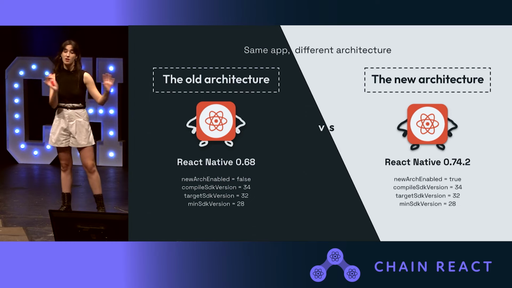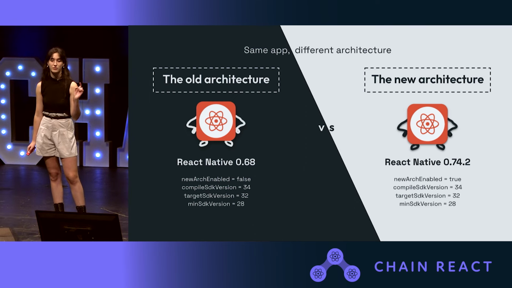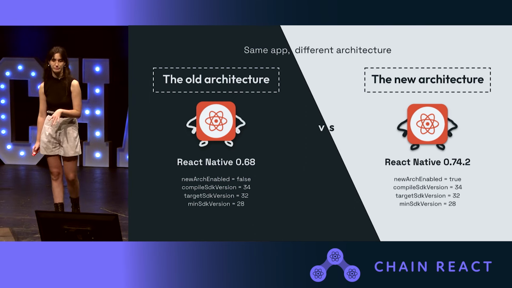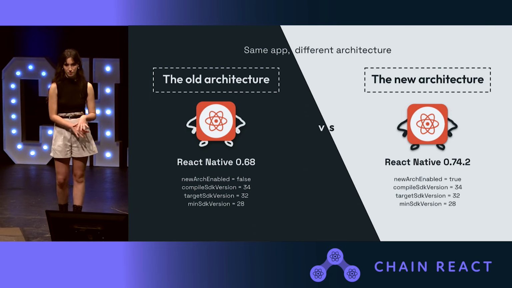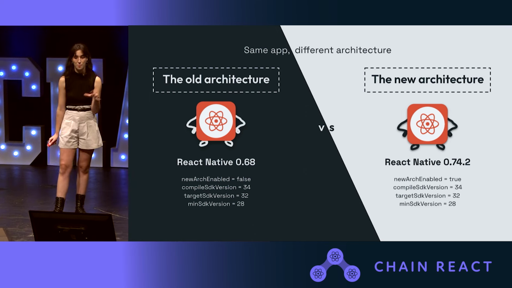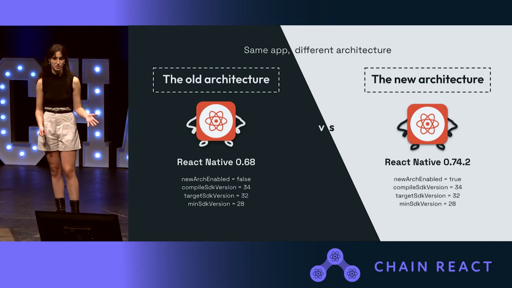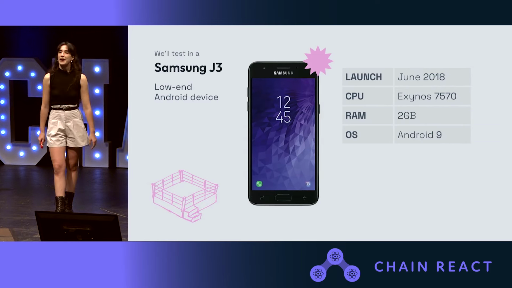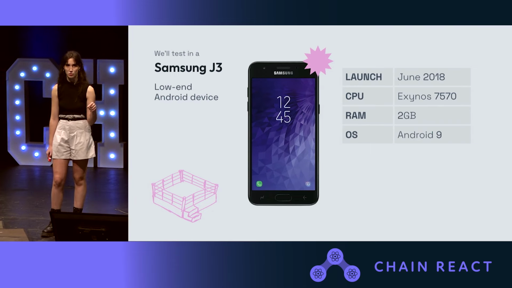And you have on the other side the new architecture, which has a version of React Native of 0.74.2. But other than that, both apps have exactly the same code, even the same compiled SDK versions, target SDK, everything else, I try to keep the same. And I decided to test this on a Samsung J3. I don't know if you have used this. I don't know if this phone even made it to the US, to be honest.